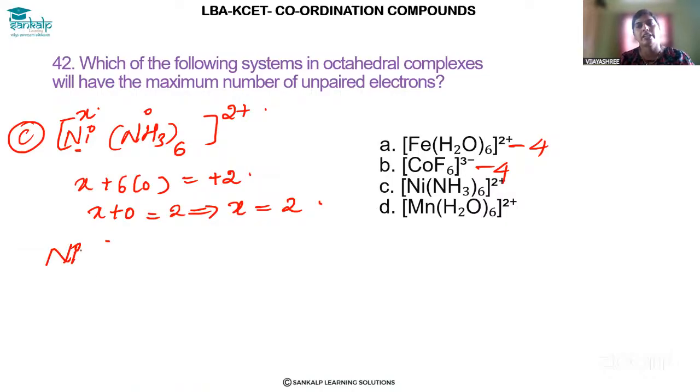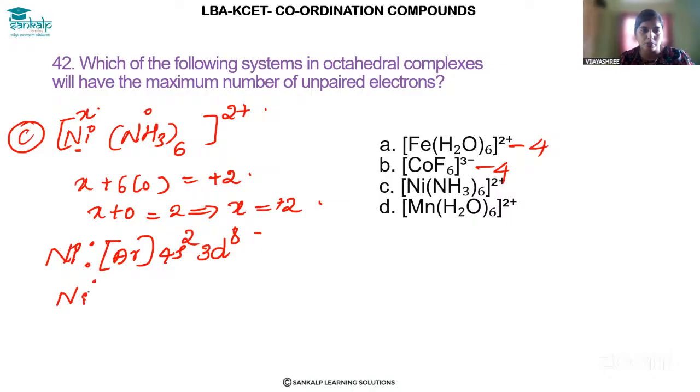Nickel atomic number is 26. So I have to distribute 20. Sorry, nickel atomic number is 28. 28 is the atomic number of nickel. I have to distribute 28 electrons. It is argon 4s2, then 3d8. Argon 4s2 3d8. Nickel 2 plus because oxidation state of nickel is +2 here.